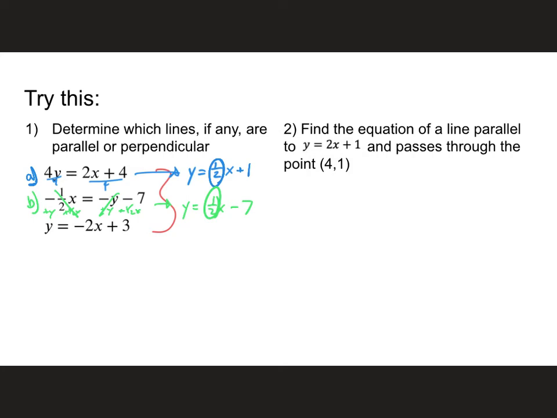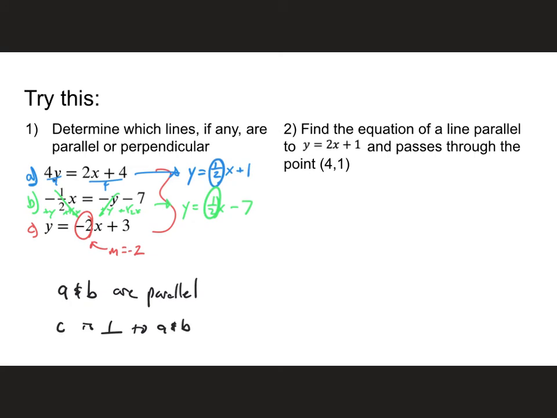Okay, one more equation. We'll call this one C. So, oh, cool. I don't have to do anything for this one. This one is already solved for y. So I can look at that and tell that the slope is equal to -2. So what information can I tell from this? Well, since I know what the slopes are, I know that A and B are parallel, and I know that line C is perpendicular to A and B. Why? Because the slopes are the opposite reciprocals.